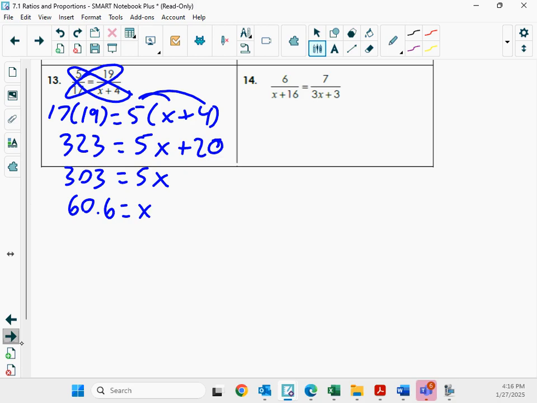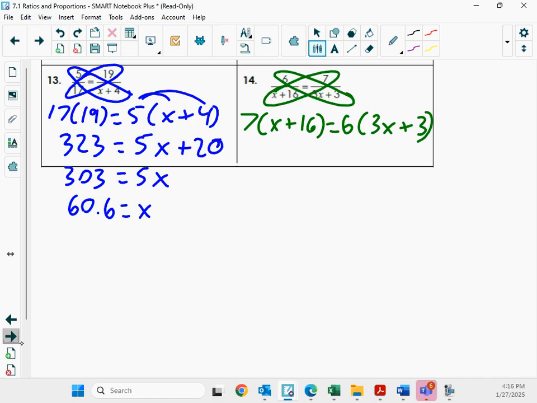Okay, we'll do another one. Here's one we're going to have to distribute twice. 7 times x plus 16 equals 6 times 3x plus 3. Distribute the 7. Equals 18x plus 18.